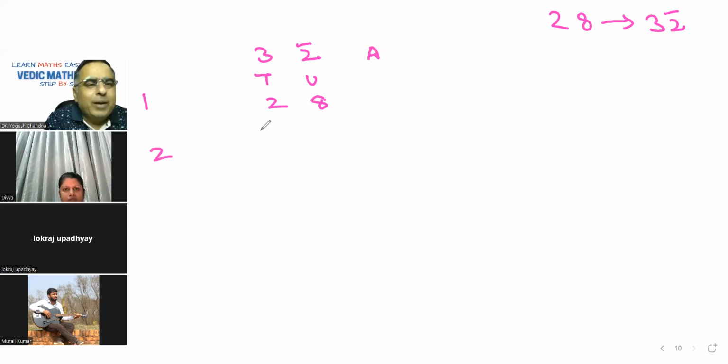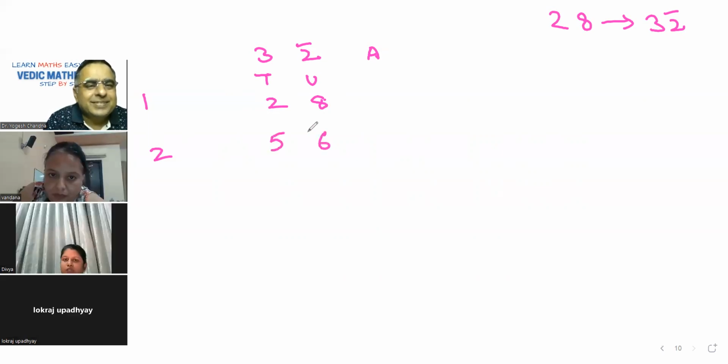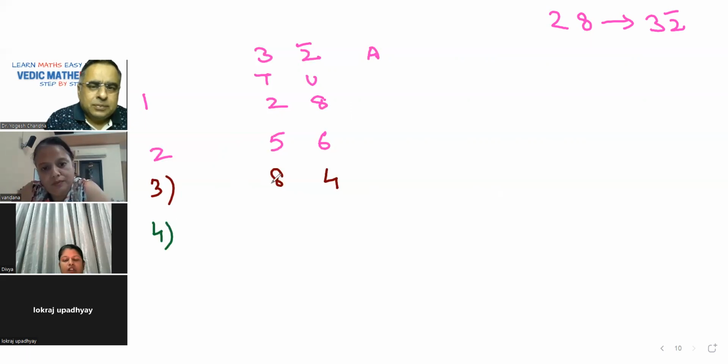Second level, 2 plus 3 is 5. 8 minus 2 is 6. Third, 5 plus 3 is 8. 6 minus 2 is 4. Fourth level, 8 plus 3 is 11. 4 minus 2 is 2. See the things, the reverse is going on. And that is the reason calculation becomes simple.